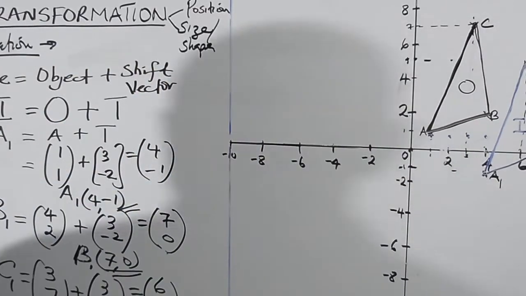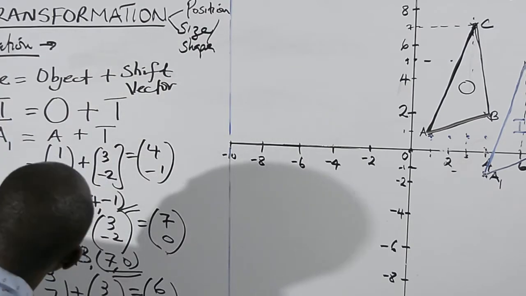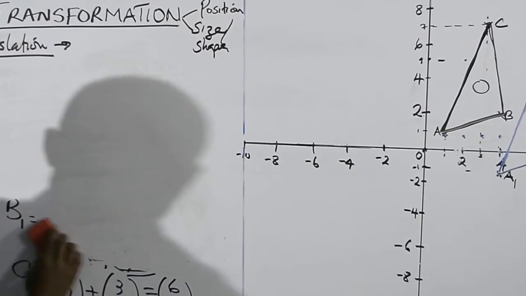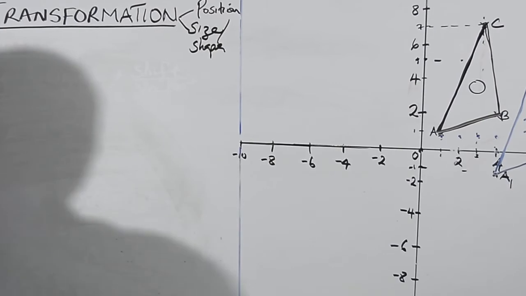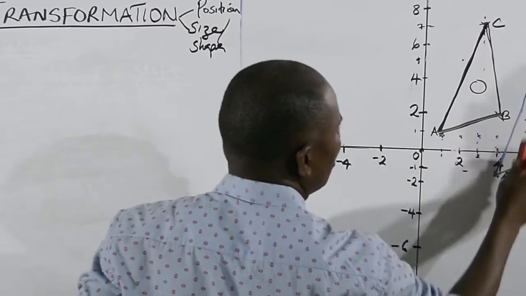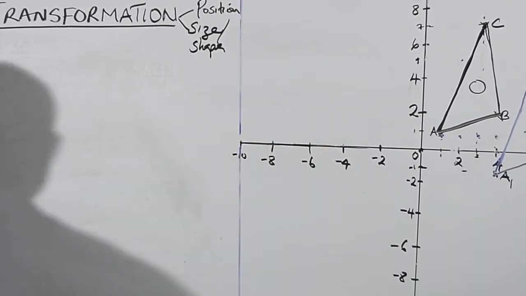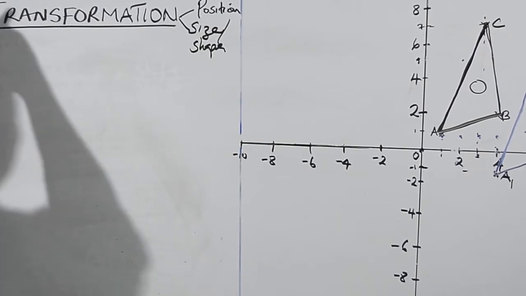So that is translation. Now we go to the second type of transformation. The second is now reflection. So watch this. We are going to move with the second one. I'll keep this triangle there. Now we'll use the same example to go through our second type of transformation. You have the A was that.